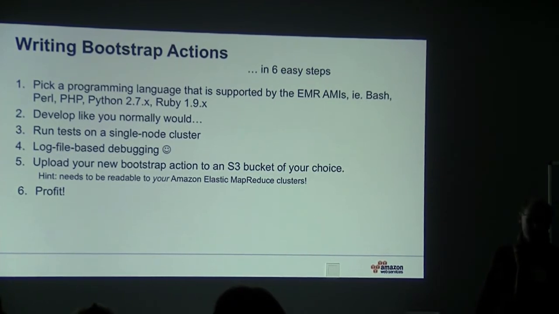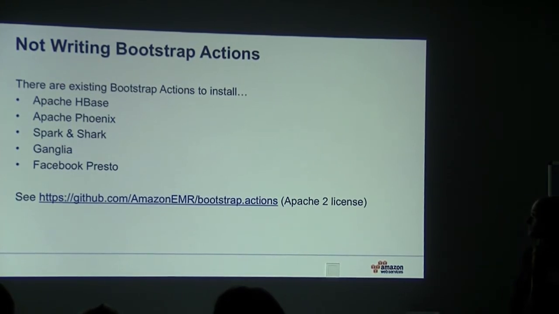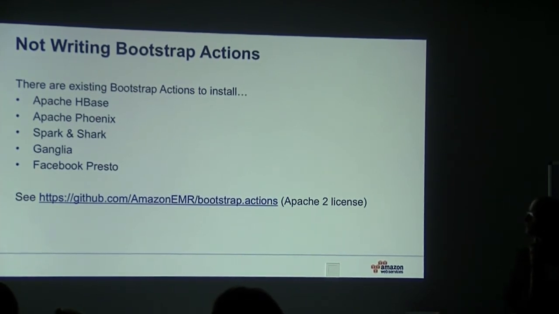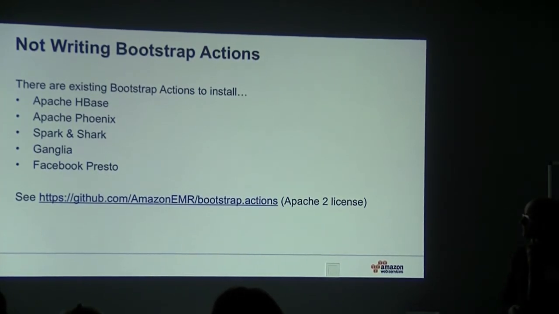But of course, it's better if you don't actually have to write these. The nice thing is that there's a couple of good examples that you can use to install a couple of different things. You can use it to install HBase, for example, which as of now is already included in the later AMIs, but in previous versions you had to install it via Bootstrap action. Apache Phoenix, which is a SQL-like wrapper around HBase. You can use it to install Spark and Shark, which a lot of our customers are playing around with these days. That's kind of interesting.